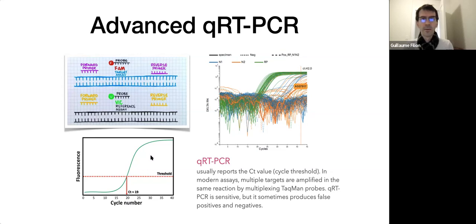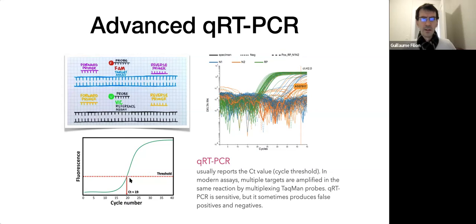It's pretty neat. So RT-PCR usually reports the CT value, that's the cycle threshold. In modern assays, multiple targets are amplified in the same reaction by multiplexing TaqMan probes. You cannot do that with SYBR. SYBR is not specific. It will shine green no matter what you amplify. RT-PCR is sensitive, but it sometimes produces false positives or false negatives.